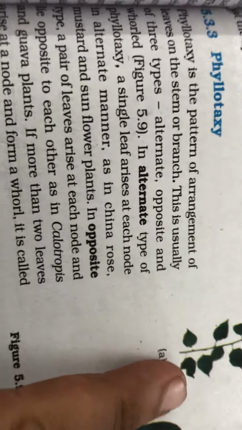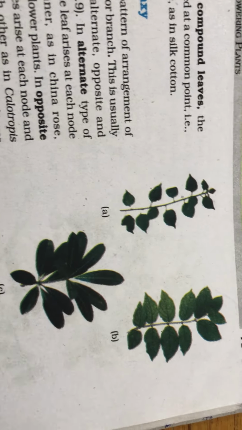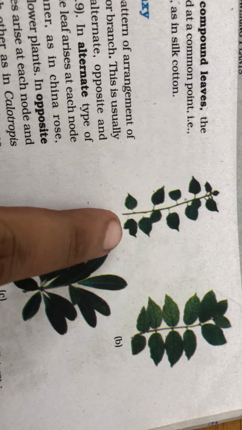Now here the arrangement of the leaves is given, A, B and C. Here opposite, alternate and whorled.